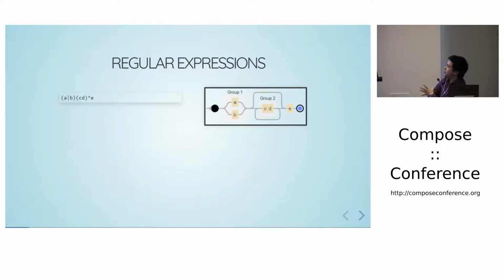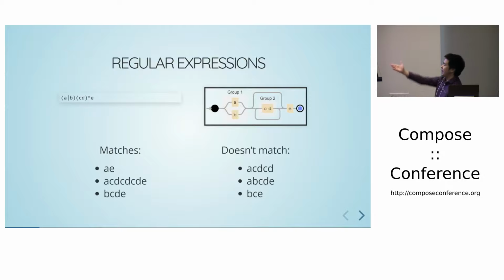So this very expression would match something like AE. It would match on the A, go down that branch, and then match on E. It will match on A, CD, CD, CDE. So you get an A, then loop around many CDs, three CDs, get to E and then end. It will match on B, CDE, because you go on the B branch, one CD, and go to the end at E. But this one wouldn't match A, CD, CD, because there's no E at the end.